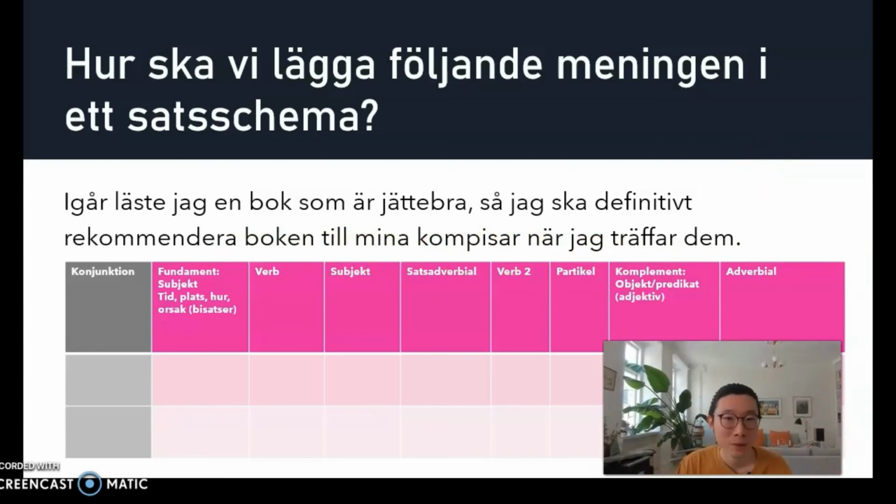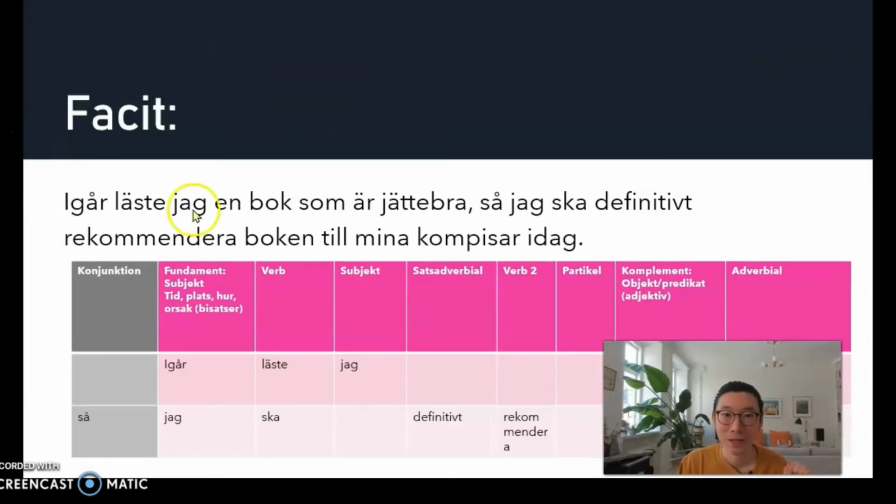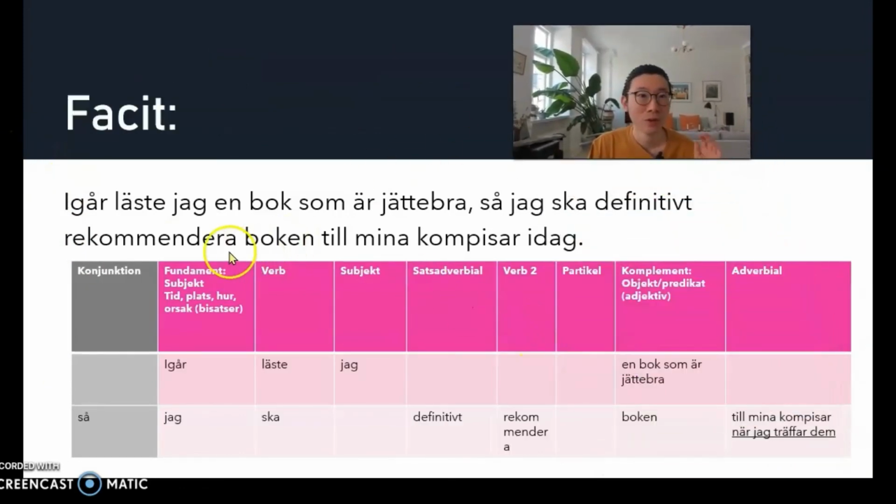Nu kan du pausa video kanske för att göra den här övningen så du har tillräckligt mycket tid att skriva ner den. Now you can maybe pause this video and do this exercise in your notebook, and you can go back to the keys later. Okej, nu kommer facit. Now the key is here. Nu har vi facit.